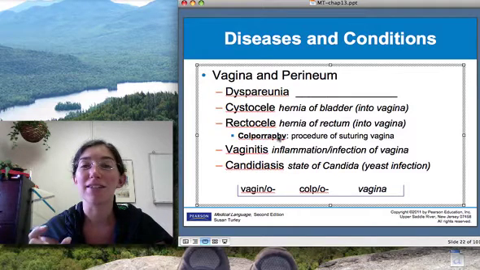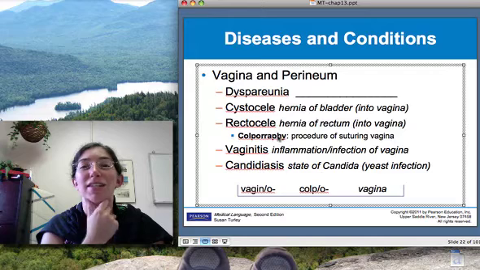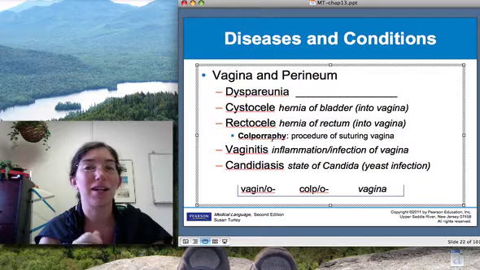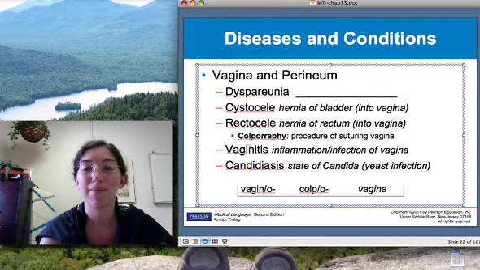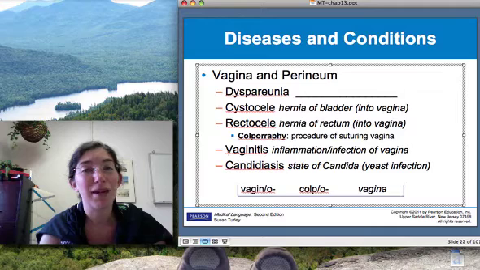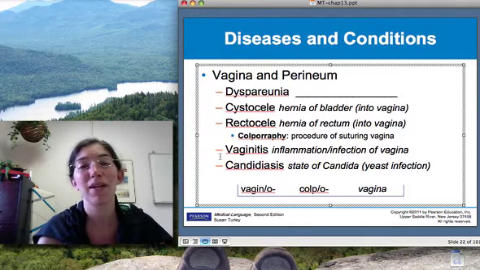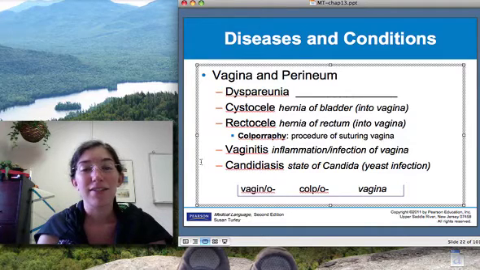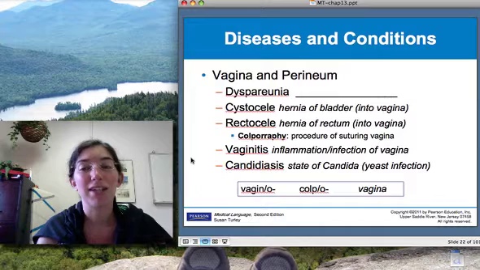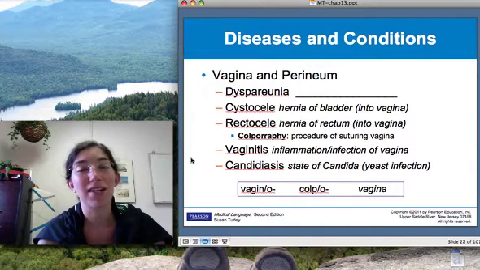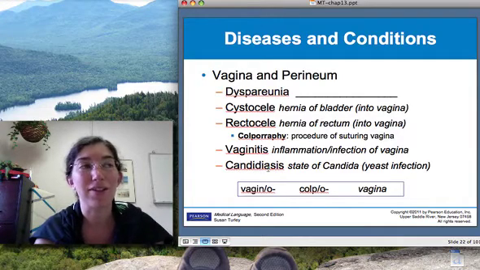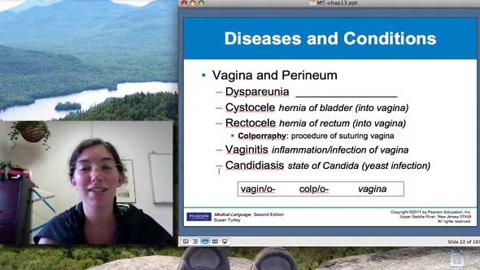Raphy, remember, we talked about that, I think, in chapters 8 and 9. We talked about tendinorrhaphy, colporrhaphy, suturing back together the damaged walls of the vagina. Vaginitis would be inflammation or infection of the vagina, usually from bacterial or viral infection. And candidiasis is the medical term for a yeast infection. Candida albicans, Candida is yeast. So it's the scientific name for yeast. So candidiasis is a state of yeast.